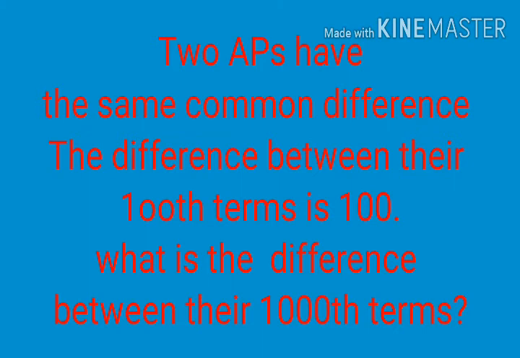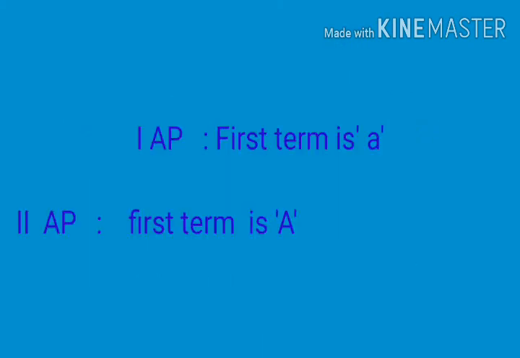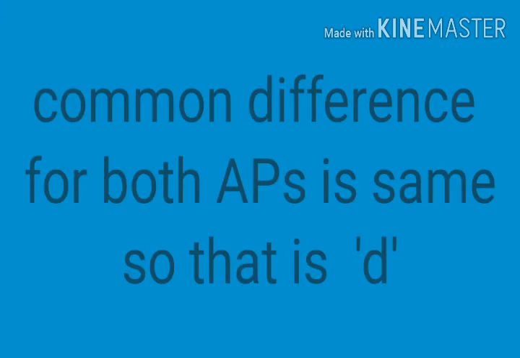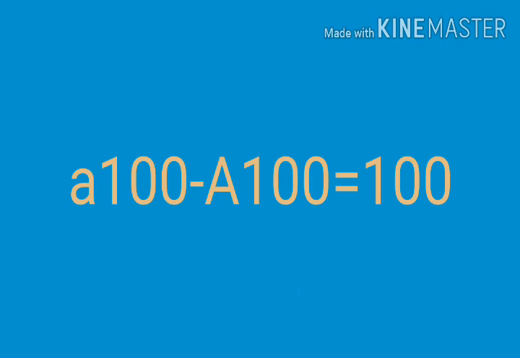Okay. Then here two APs, their common differences are the same, but their first terms can be different. So here we can take small a as the first term of the first AP and capital A as the first term of the second AP. But their common differences are the same, so we can take it as small d. According to the question, the difference between their 100th terms is 100. So small a100 minus capital A100 equals 100.